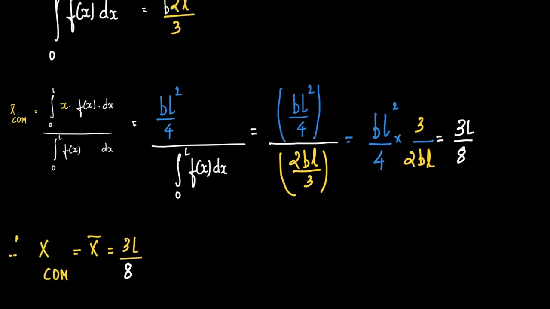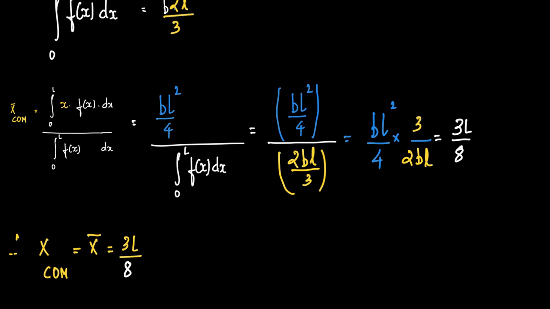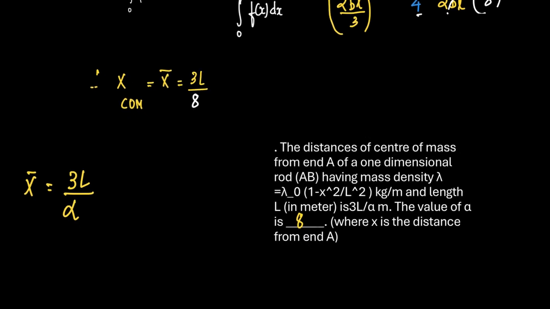Now we have found out both the numerator and the denominator. That becomes bL square by 4 by 2bL by 3, which is bL square by 4 into 3 by 2bL. Now let me just confirm this. So b by b is 1, L square by L is L, 4 into 2 is 8, so we get 3L by 8.